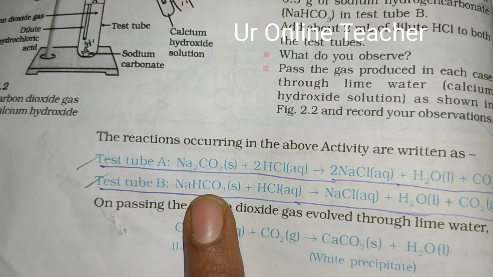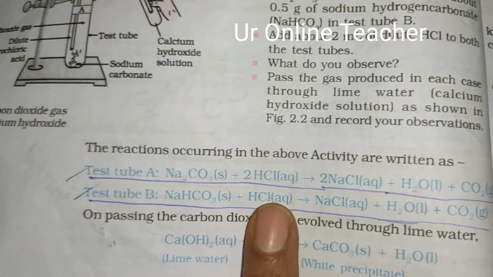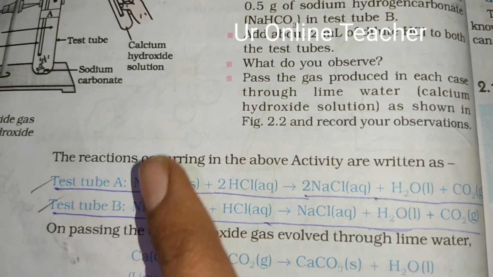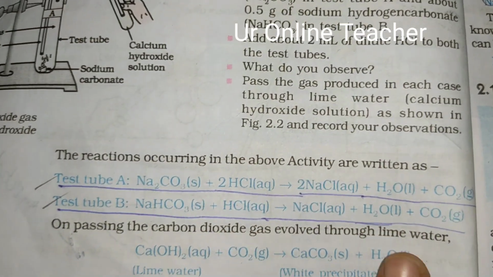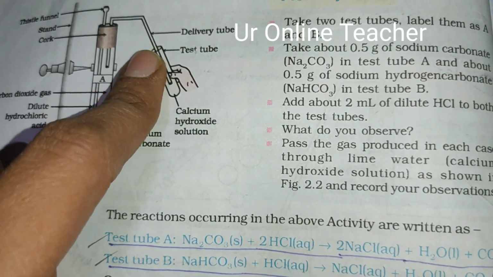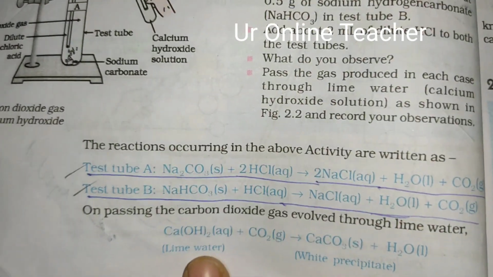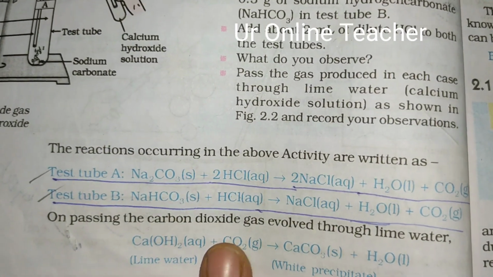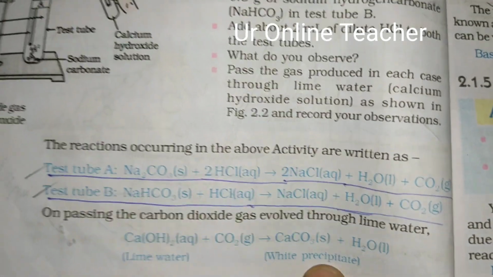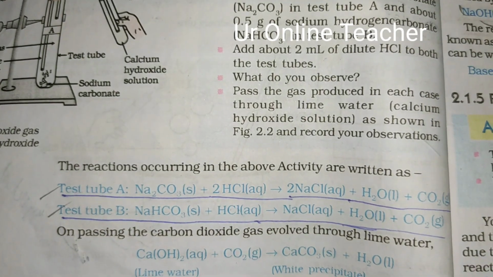In the second case also, sodium bicarbonate is reacted with hydrochloric acid. The same sodium chloride, water and carbon dioxide are formed. The equations are balanced, as you see. Then the carbon dioxide gas is passed into the test tube containing calcium hydroxide solution, that is lime water. When the gas is passed into the calcium hydroxide solution, we can see a white precipitate is formed. That is nothing but calcium carbonate.